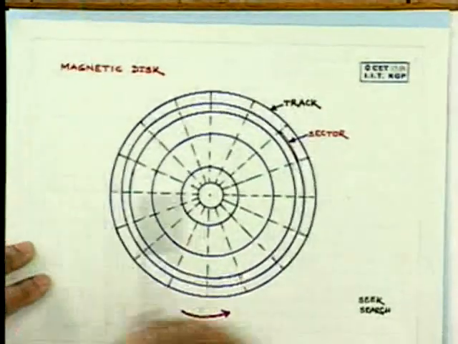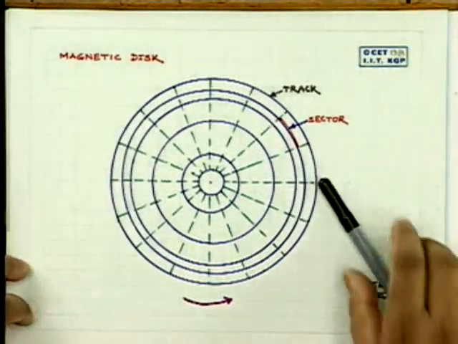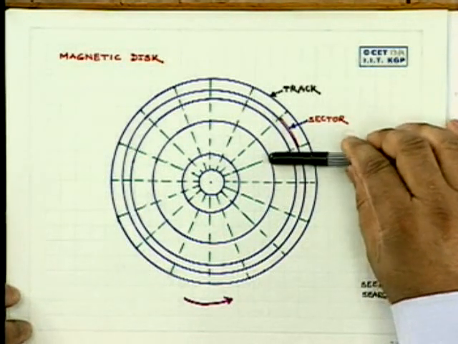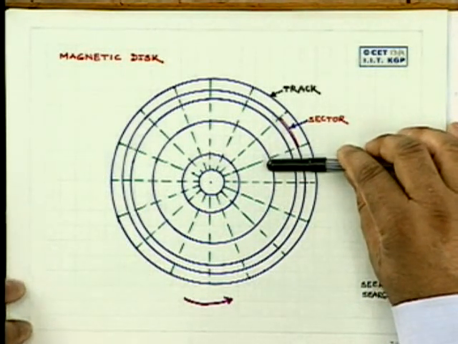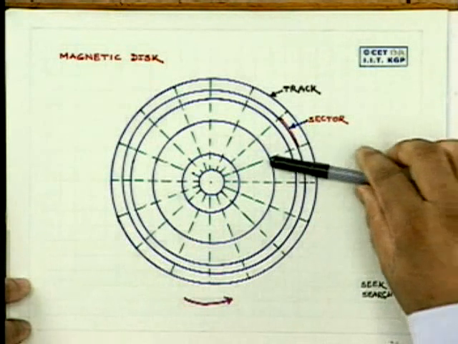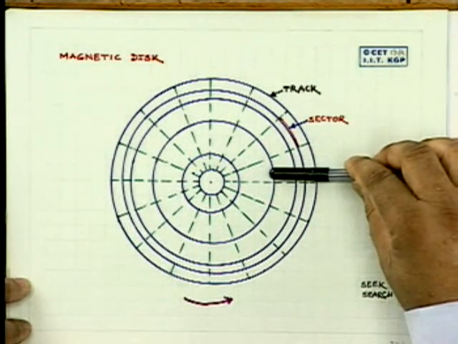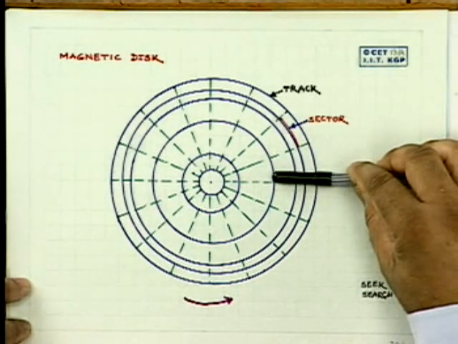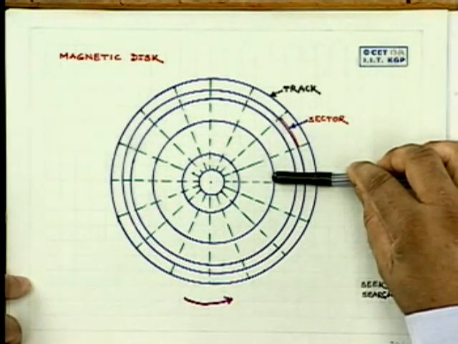For example, say if somebody was here, by somebody I mean the head was here, then if you want to read some information in this sector, the head has to move from this track to this track, and this time will depend upon where the initial starting track the head was on.